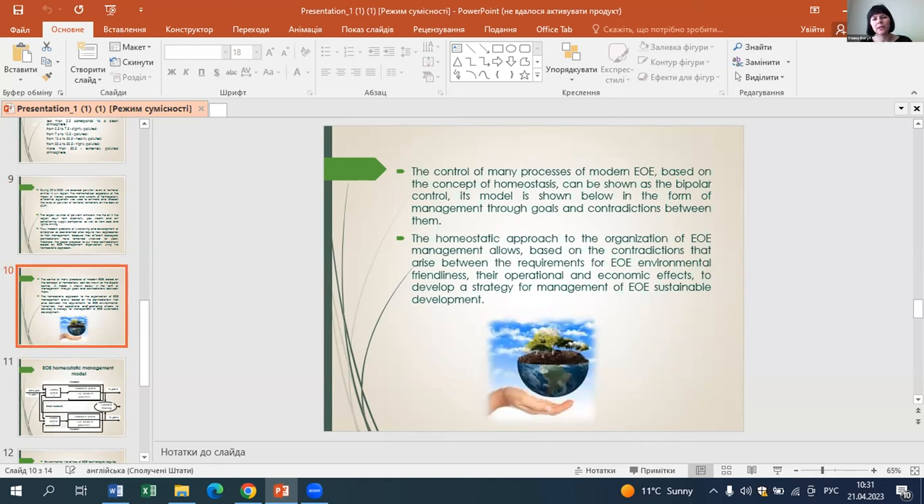The control of many processes of a modern eco-oriented enterprise based on the concept of homeostasis can be shown as a bipolar control. This model is shown below in the form of management through goals and contradictions between them. The homeostatic approach to the organization of eco-oriented enterprise management allows, based on the contradictions that arise between the requirements for eco-oriented enterprise environmental friendliness and their operational and economic effects, to develop a strategy for management of eco-oriented enterprises' sustainable development.